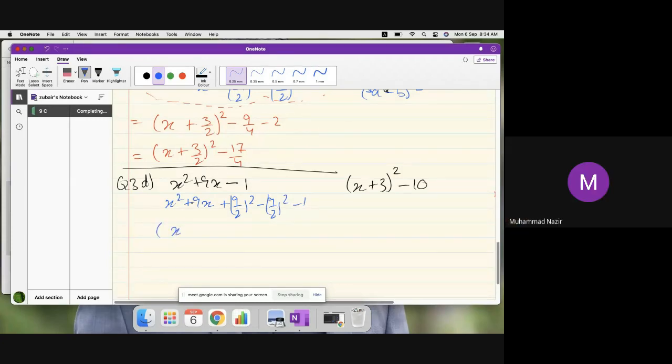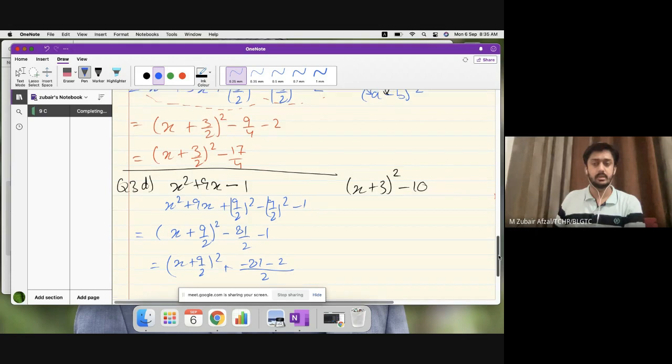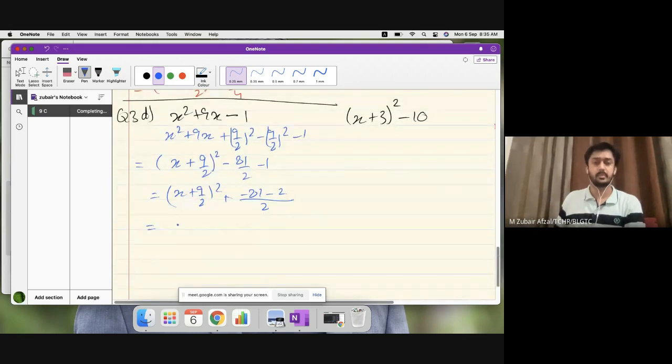Sir, the answer is wrong. The answer becomes (x plus 9/2) whole squared minus 83/2. So when we simplify this, that's right, 83 by 2, 9 by 2 whole squared. Taking the LCM 2, 81. This is x plus 9 by 2 whole squared minus 83 by 2.